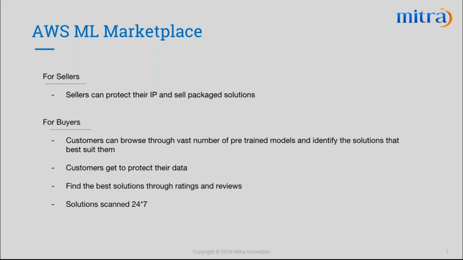Let's look at the AWS Machine Learning Marketplace and what it gives us as buyers and as sellers. For the buyers, if you look at open source software, you can get a lot of open source machine learning software solutions as well. But the problem is there is a technical risk in bringing them into your production environments. What the AWS Machine Learning Marketplace gives is that it is scanning these solutions in the marketplace 24/7. So this is the unique value proposition offered by AWS.